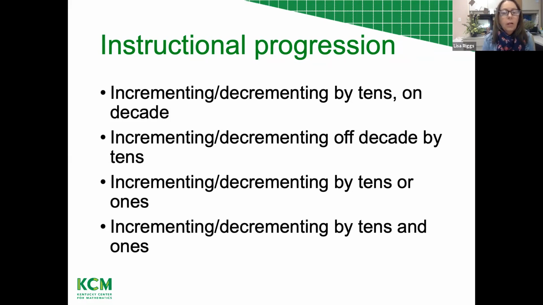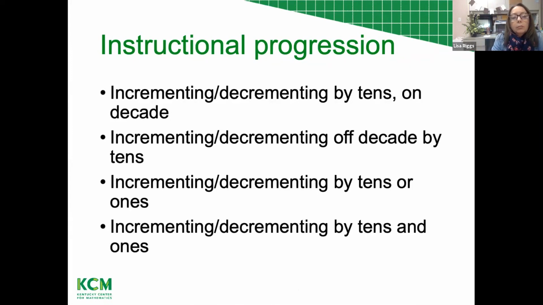And then once we are proficient at doing that on decade, we're going to switch to incrementing and decrementing off decade, but still by tens. So we're going to start in a place that is not on a decade. For example, we might start at 34. What is 10 more than 34, or 10 less? After we can do that counting on and off decade by tens, then we can increment and decrement by tens or by ones, beginning on or off decade.